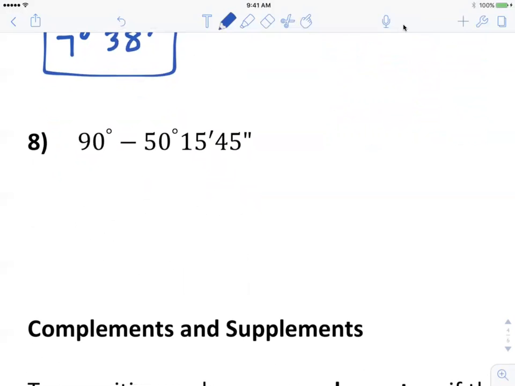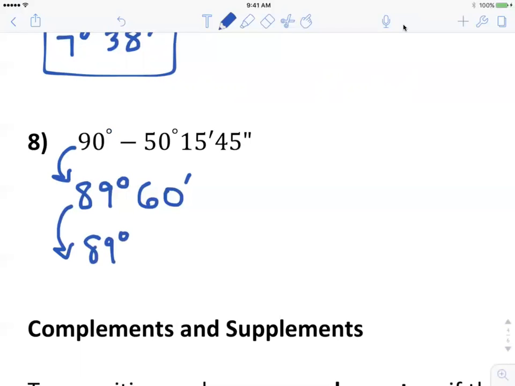Think about 90 degrees is the same as 89 degrees and 60 minutes, right? I'm borrowing 1 degree and converting it into minutes, okay? And then, so that's equal to 90. And then this, I still need some seconds, so I can do some borrowing. That's the same as 89, if I borrow a minute, 59 minutes, 1 minute is equal to 60 seconds, right? So this is just kind of a cool way to write 90 degrees, right? 89, 59, 60. Right? It's the exact same as 90.